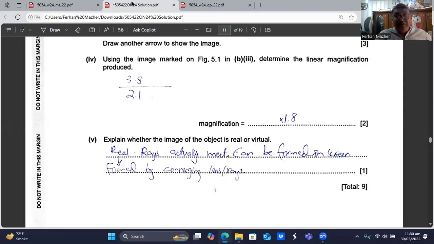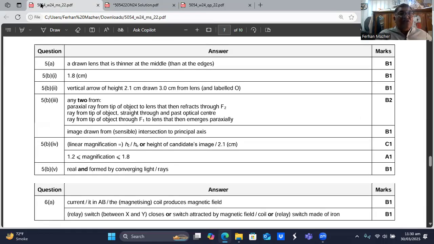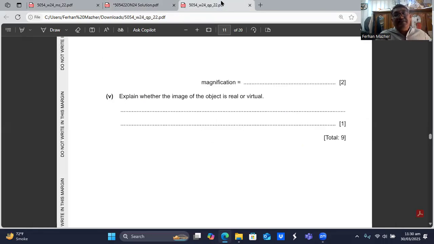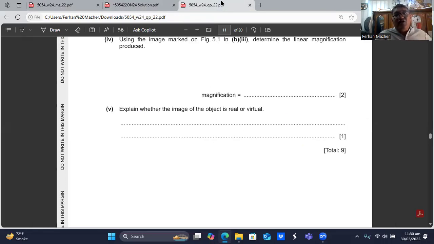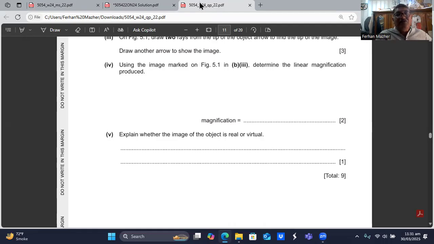Rays actually meet, and it can be formed on a screen also. So it's a real image, formed by converging light rays. Actual rays have converged and intersected with each other. I hope you understand this, the values which she has taken.